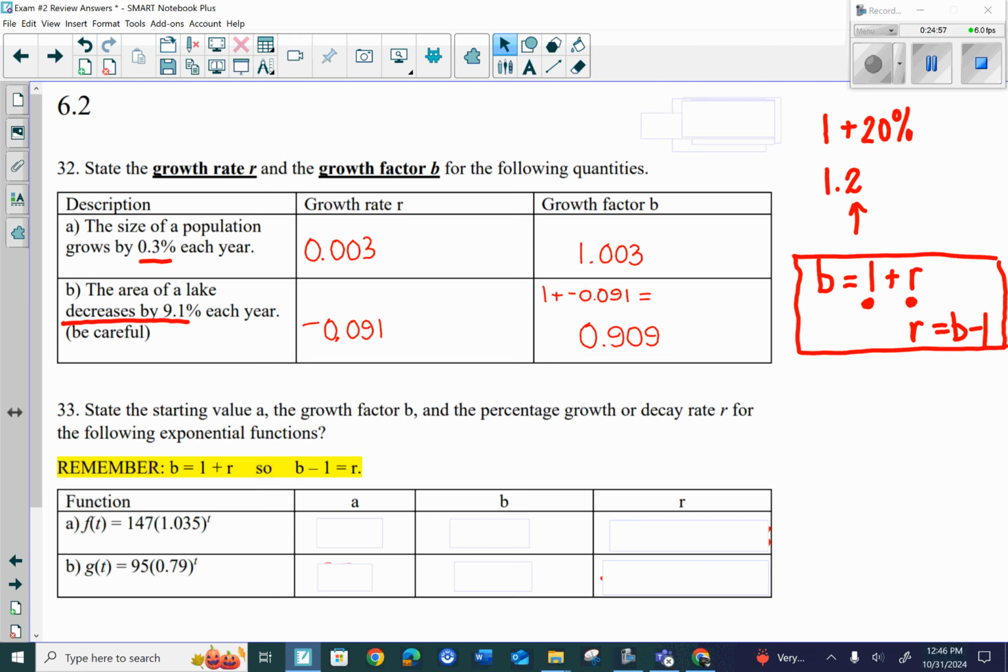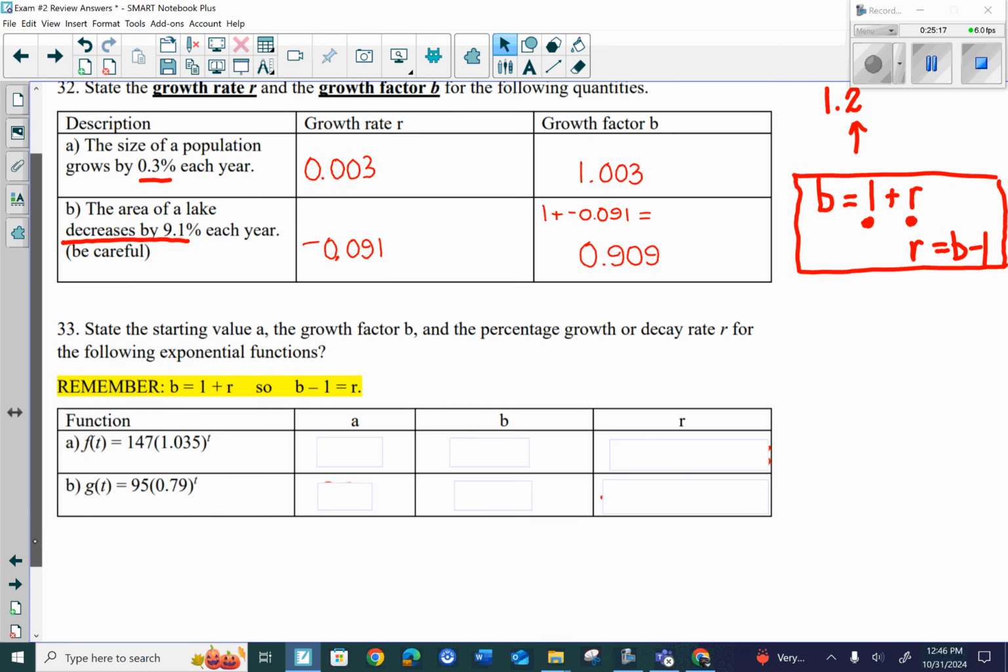And that gives us 0.909, which makes sense for a growth factor. If something is decreasing by 9.1%, we're really taking about 90% of it each time. Okay? So that's the way I like to think about it.